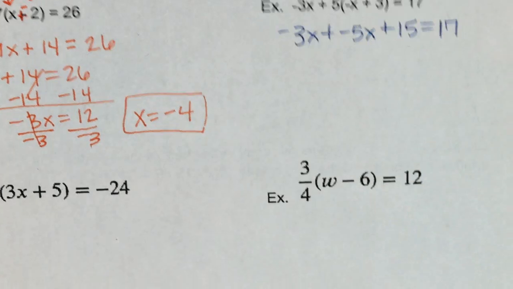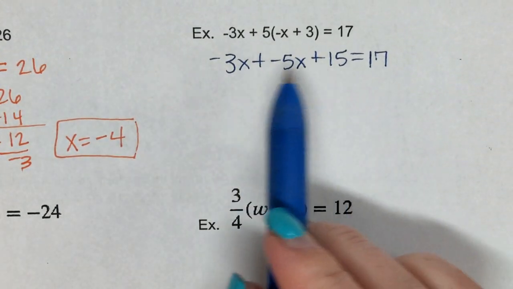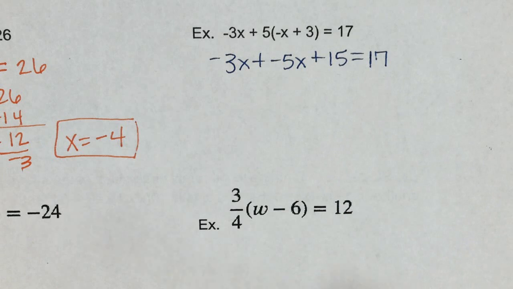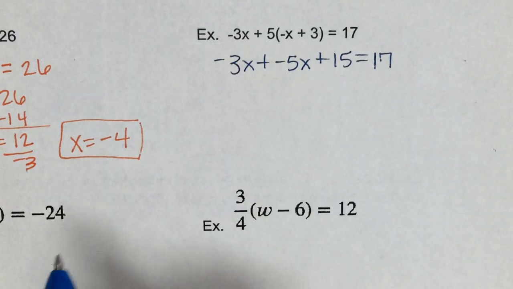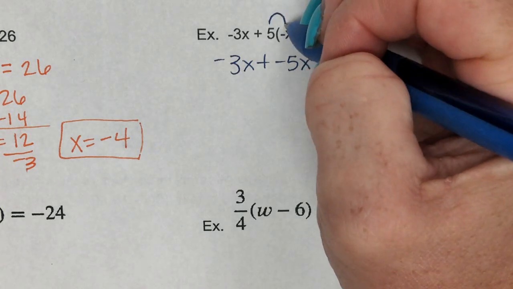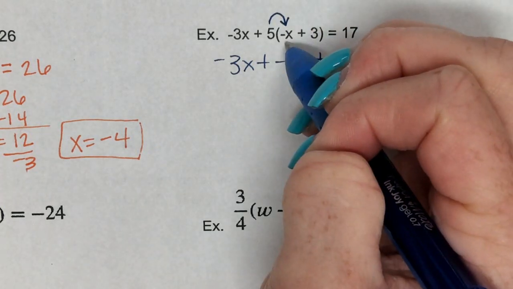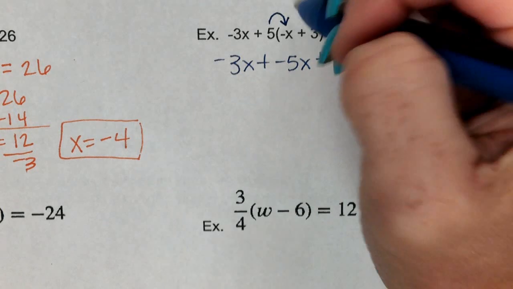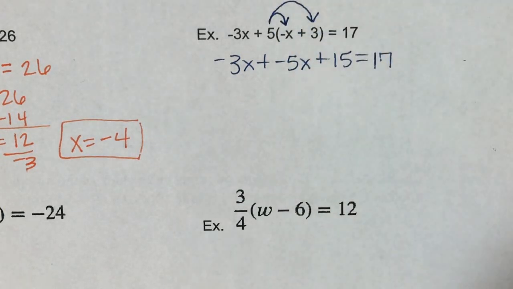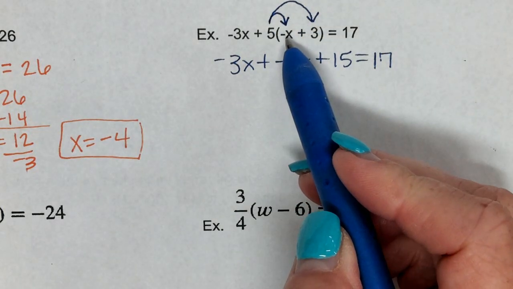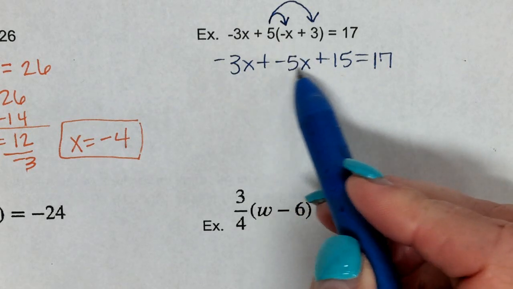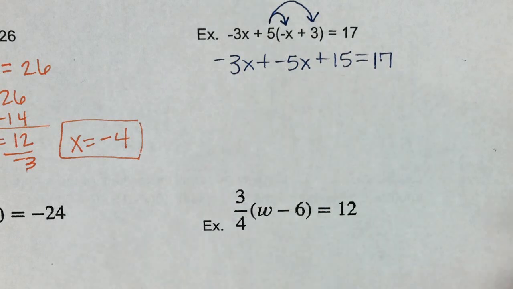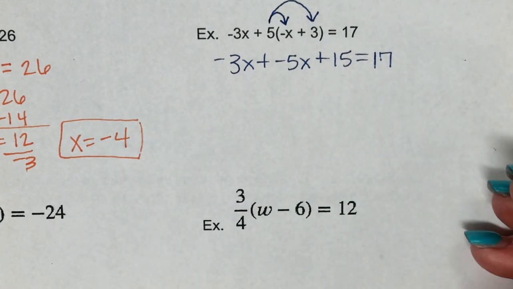Check your first step. Did you do the distributing correctly? So let's talk about it. I have negative 3x, which just goes out to the side. I am distributing a positive 5 to a what? Negative x. And then I'm distributing a positive 5 to a positive 3. Well, 5 times negative x, what's a positive times a negative? A negative. So that's where the negative 5x came from. And then 5 times 3 is 15. Are we okay with that?